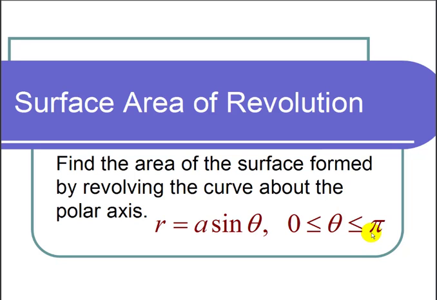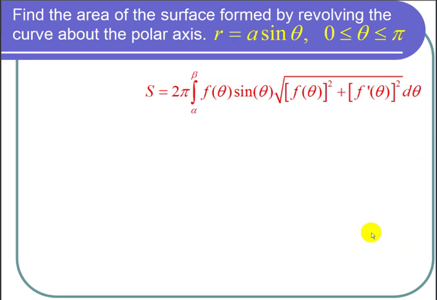So let's start by recalling the formula to find the surface area of revolution about a polar axis. It states that the surface area S is equal to 2 pi times the integral from alpha to beta of f of theta times the sine of theta times the square root of f of theta squared plus f prime of theta squared d theta.